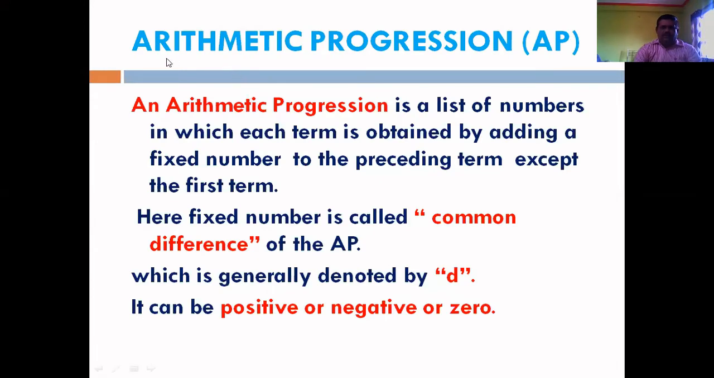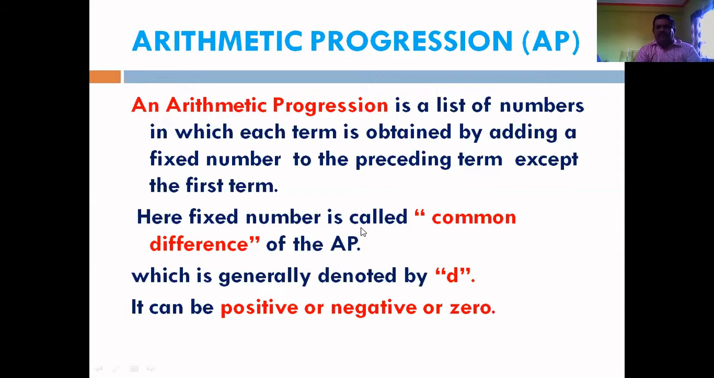Let us go for the definition of arithmetic progression, that is AP. An arithmetic progression is a list of numbers in which each term is obtained by adding a fixed number to the preceding term except the first term. That means we can get the second term by adding a fixed number to the first term, and the third term can be got by adding a fixed number to the second term, and like that.